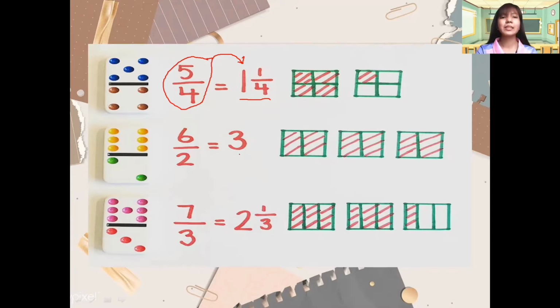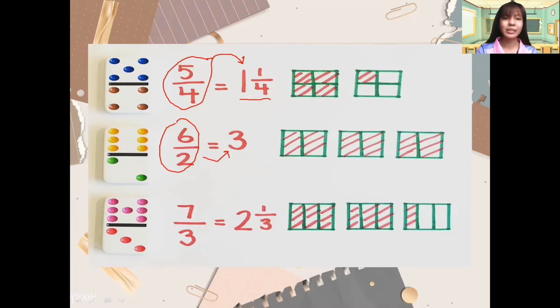Alright? So another example here. If this is your answer, 6 over 2, you have to simplify it. This kind of fraction, you can divide the 2 into 6. So 6 divided by 2 is 3.